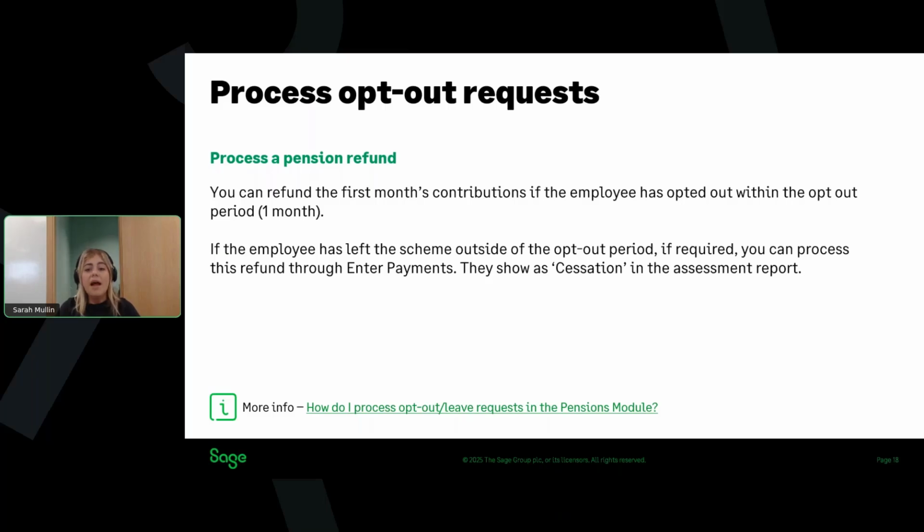Now, on the note of refunds, so if the employee opts out within the 1-month period, you must refund their contributions in full, and you can do that through the pension assessment. But if they leave after that, it depends on the pension provider's policy. If they are still going to issue a refund, you can still process it, but it would look a little bit different. So you would have to process it through enter payments rather than the pension assessment.